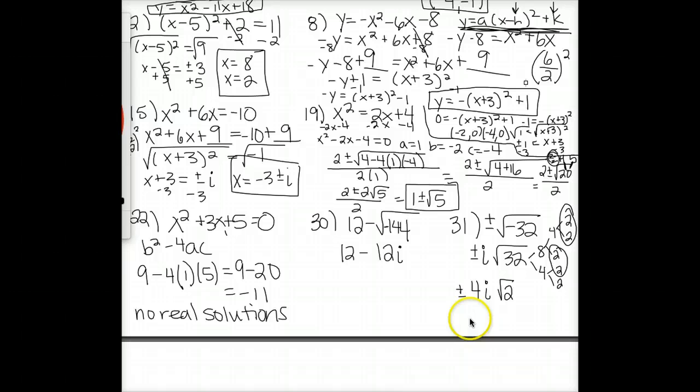Don't put this. This is not right. In our lesson, we said that the imaginary unit should always come after an integer, so 4 is an integer, but before a radical, so before the radical 2. So plus or minus 4i radical 2 is your answer there.